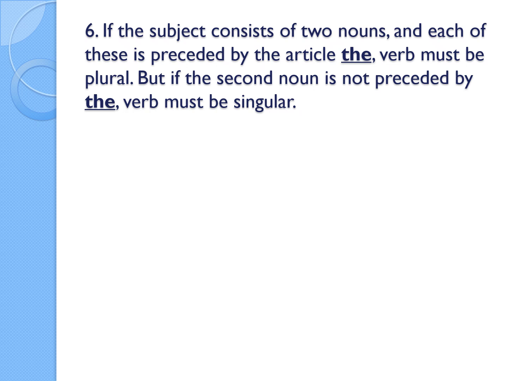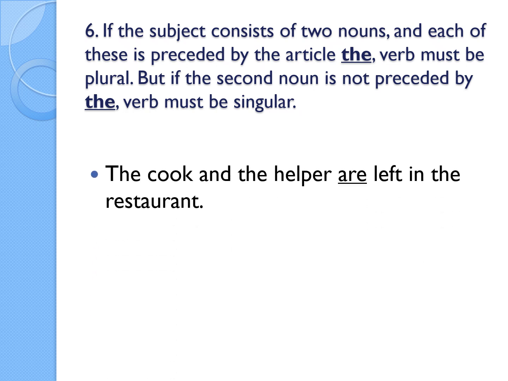Number 6 rule. If the subject consists of two nouns and each of these is preceded by the article the, the verb must be plural. But if the second noun is not preceded by the, the verb must be singular. Example, the cook and the helper are left in the restaurant. So we have here the cook and another one, the helper. It clearly shows that there are two persons in this sentence. So we have to use the plural are in the sentence.